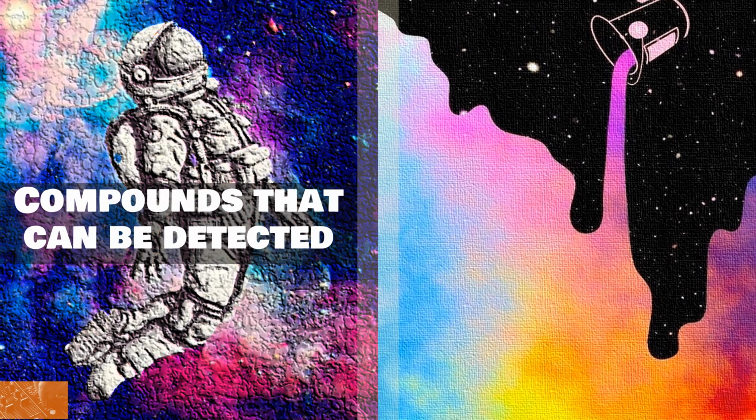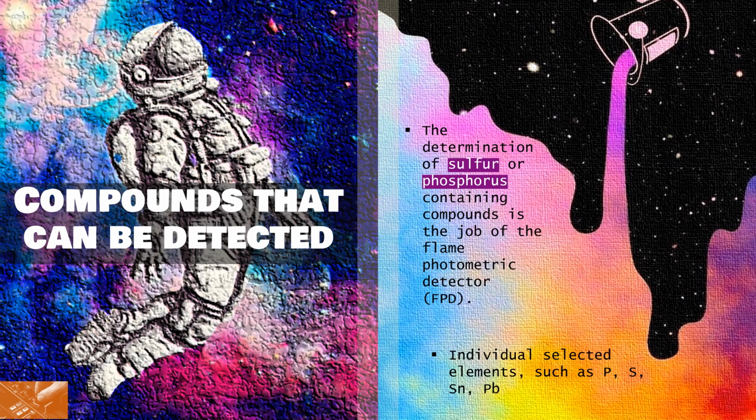Anyway, now we are here at the compounds that can be detected. As you can recall from what I said earlier, it is any alkali or earth metal. Well, most of the time there are two components as defined or determined. Now, determination of sulfur or phosphorus containing compounds is the job of the flame photometric detector, FPD. In addition to that, any individual selected elements such as phosphorus, sulfur, tin, and lead.